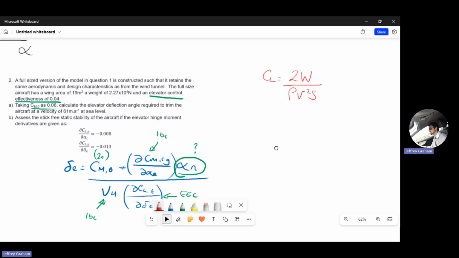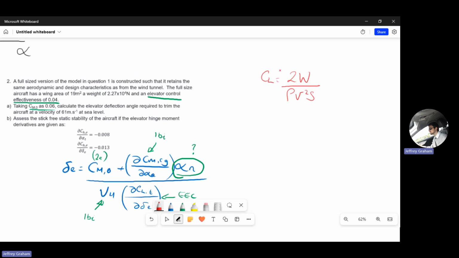Right, all of these values are going to come from the question. We've got a weight of 2.27. The density, this is getting flown at sea level, that's in metric, that's 1.225. I'll get that from the ISA table. We've got a velocity of 61 and a wing area of 19. Right, so our CL is 0.524.